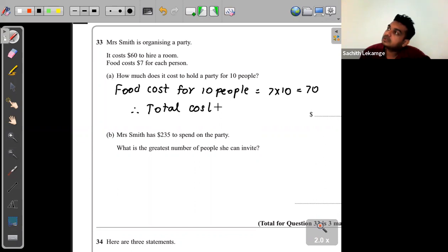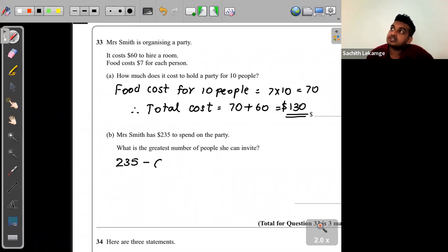70 plus 60. That's the entire cost. Oh, yes, there is 130. It's easy, right? Smith has this much. What is the greatest number of people she can invite? So, first 235 minus 60, because anyway the room charge we need to subtract. Then you are getting $75 she has.